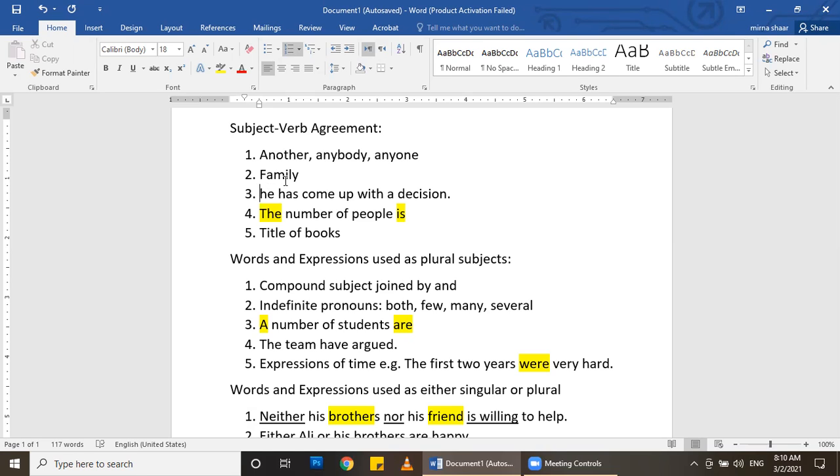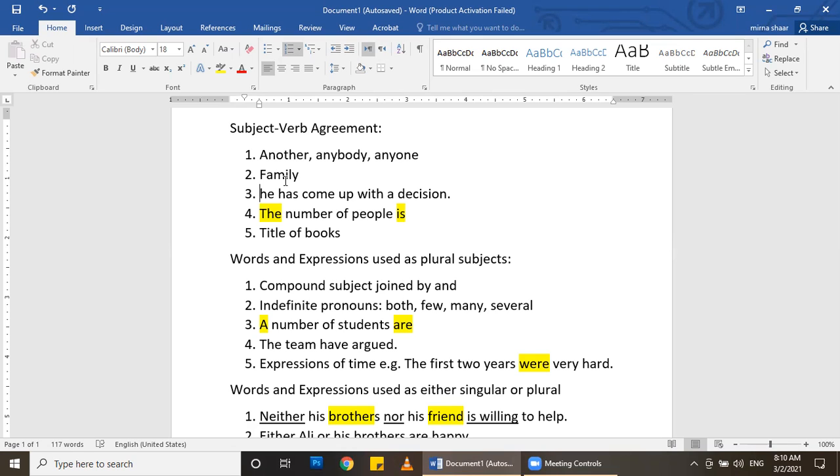For example, if I say the family went on a picnic, here I used the word family. It's a collective noun. I used it as one unit because I used it as singular, meaning that all of the family went on the same picnic. Any question till now?